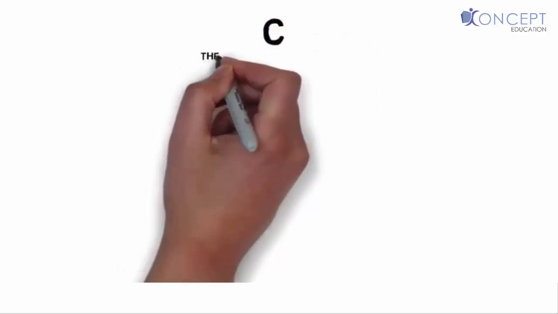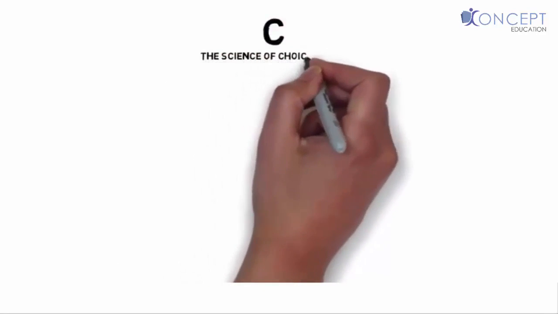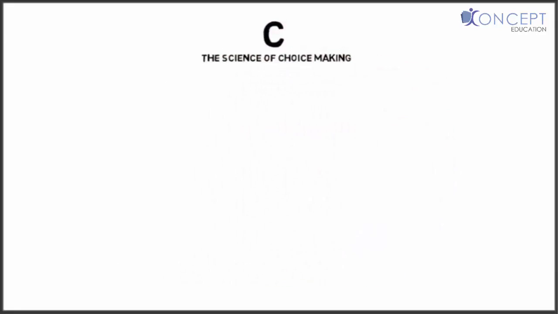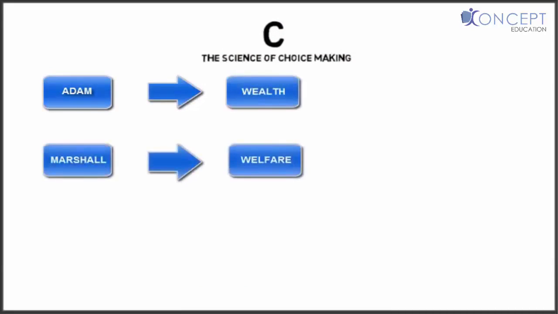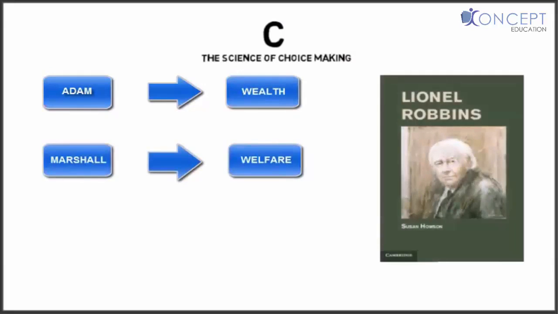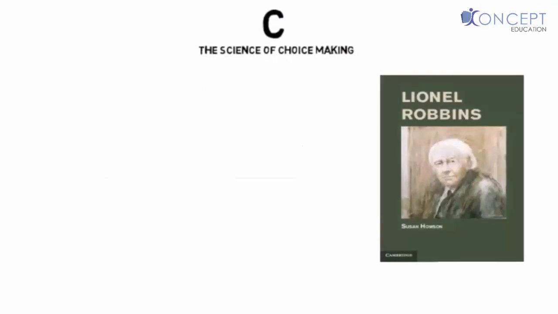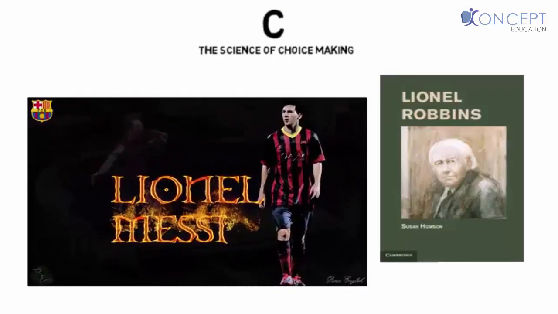Now we'll talk about Group C, the science of choice making. Like every group had a captain, for example, Adam in wealth, Marshall in welfare, similarly here the captain is Professor Lionel Robbins. Wait a minute, that sounds too close to Lionel Messi.